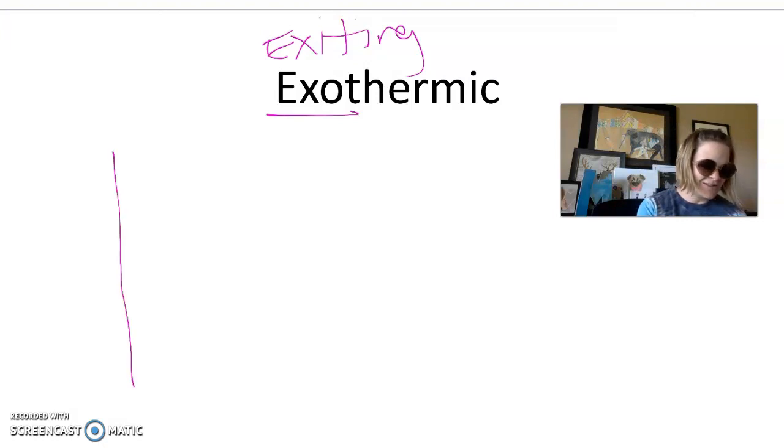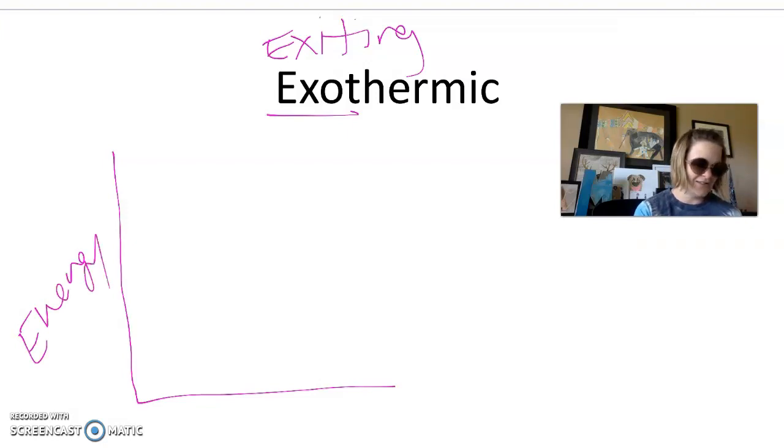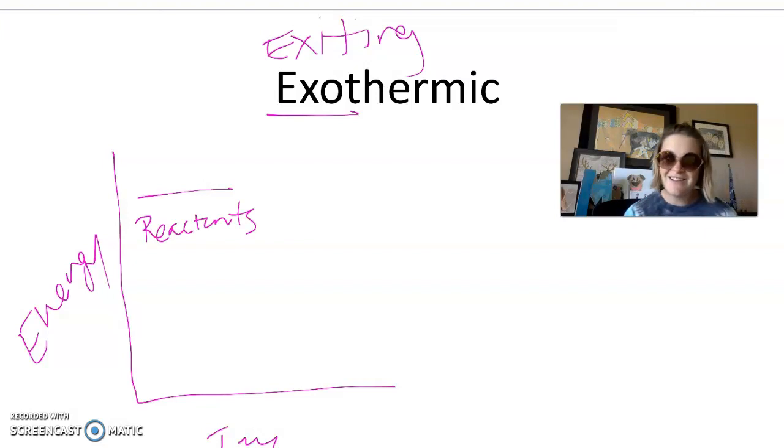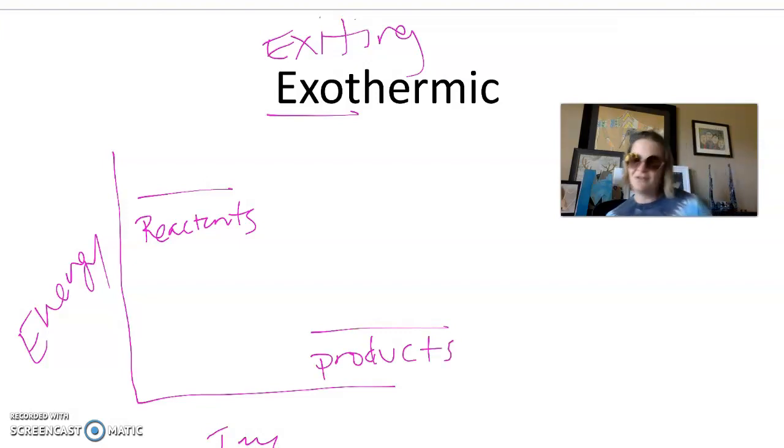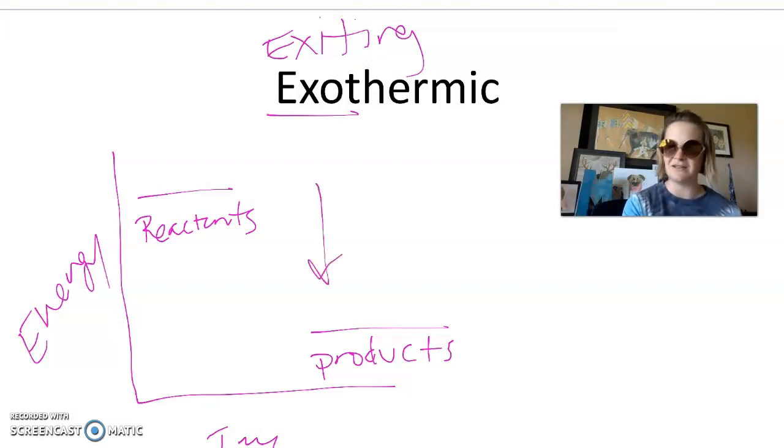I'm going to draw what we call a potential energy diagram. Here is my energy over here, and here's time, or maybe not necessarily time, but just our x-axis over here. In an exothermic reaction, here are the reactants. They are higher in energy than the products that are being formed. So in order for this reaction to make the products, the reactants have to lose energy. It has to go down to go from the reactants to the products. So we would say that the change in energy is negative.